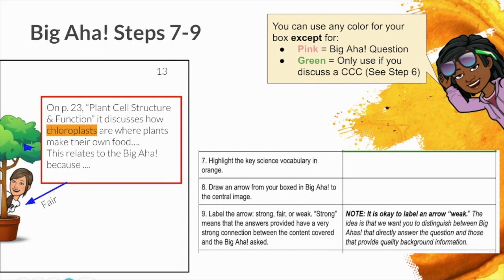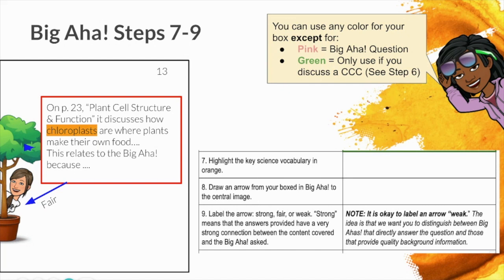And then after you've done that, you're going to go back in steps 7 through 9. So after you've written your 4 sentences, you're going to go back in and highlight key science vocabulary in orange. So you're going to go through and highlight, like, chloroplast and chlorophyll. If you highlighted photosynthesis in a different big aha, you don't highlight it here. So on your 2 pages, you would only highlight the word 1 time, not every time you see it.